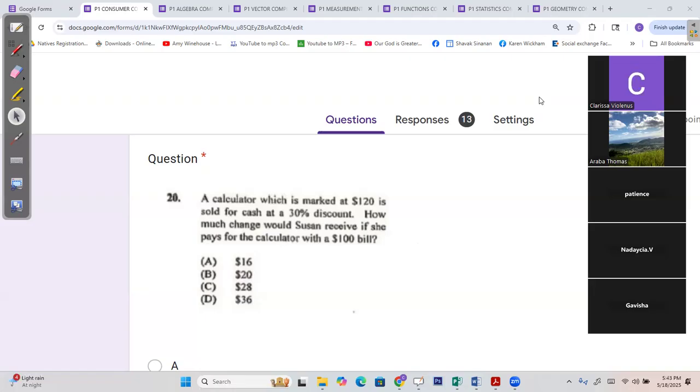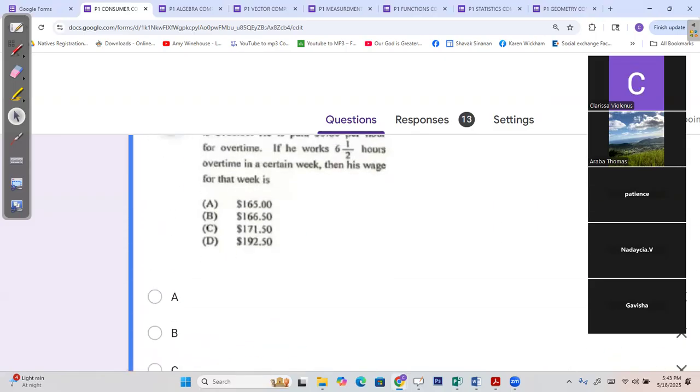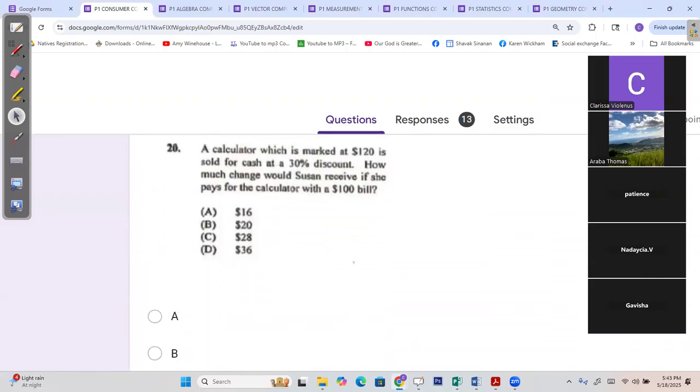All right, so let's jump right back into it and hopefully everybody checks back in soon. So where were we? We did this one. A calculator which is marked at $120 is sold for cash at 30% discount. How much change? So you see that means that's two different things. That means I have to find the cost price and then I have to find the change after $100 is paid.